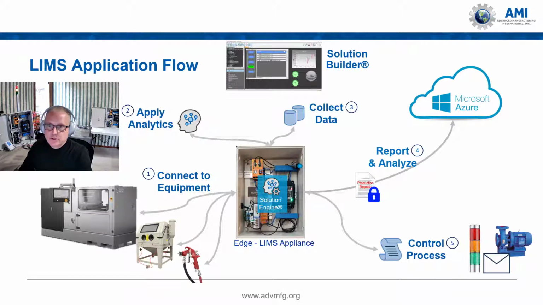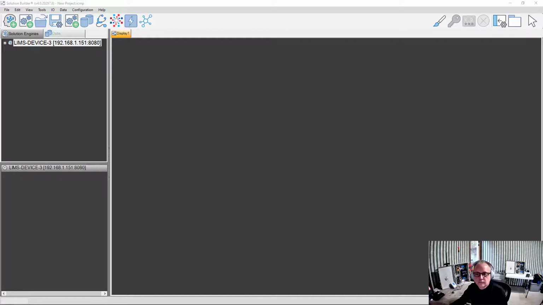Before we start the demonstration, what I want to remind us is that we're going to do 5 steps with the LIMS appliance. We're going to connect to some equipment, apply some analytics, collect some data, and that data may go out in reporting, and finally we're going to control the process. That's the steps we'd like to go through, and we're going to use a single tool called Solution Builder. I'll refer us back to this diagram as we go so we remember what parts of the process we're doing. And now I'm going to switch over to Solution Builder and start the demonstration.